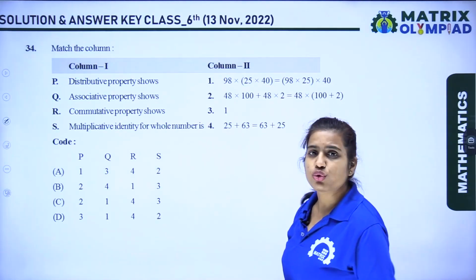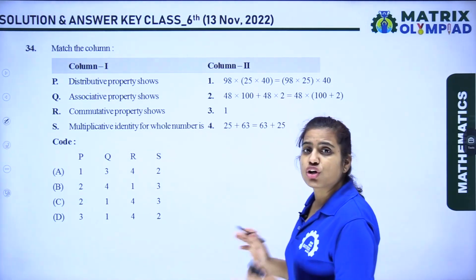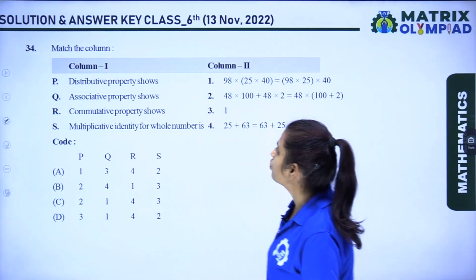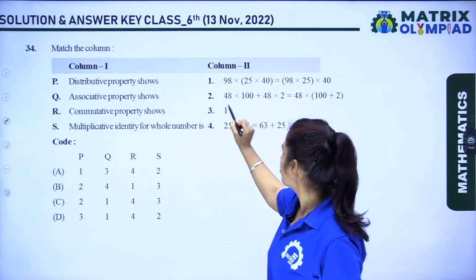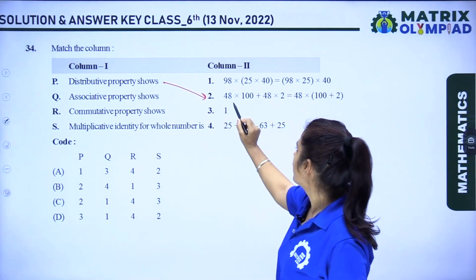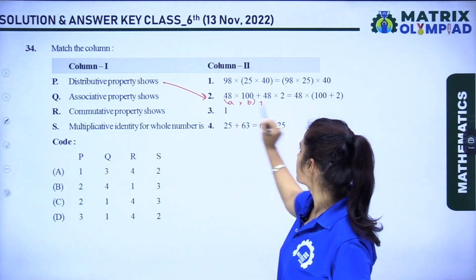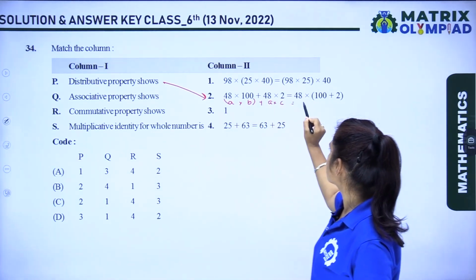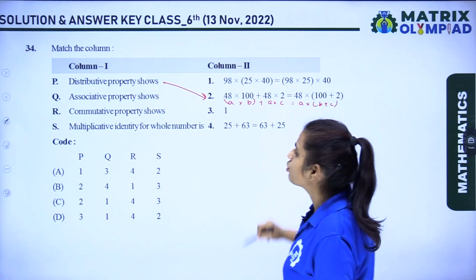Now the next question is question number 34. We have to match the columns. Let's match column 1 with column 2. Here, distributive property is in column 2, that is option 2. Here A multiplied by B plus A multiplied by C is equal to A multiplied by B plus C. So this is the distributive property.